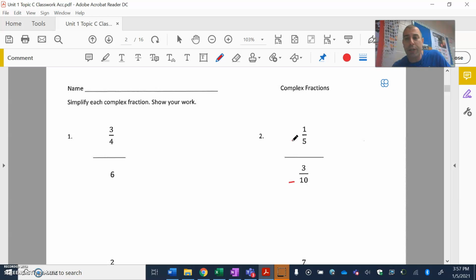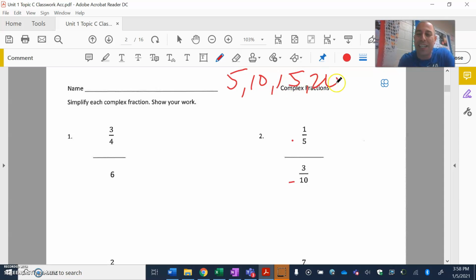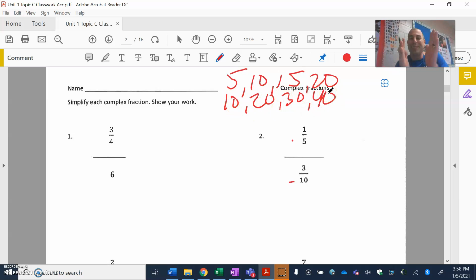So what we could do here is the elementary school technique. We can list out multiples of 5: 5, 10, 15, 20. Multiples of 10: 10, 20, 30, 40. And then we can see the smallest number they have in common is a 10. Or we can just use what we know about our multiplication facts and look at 5 and 10. Either way works, though I would encourage you to come up with more.